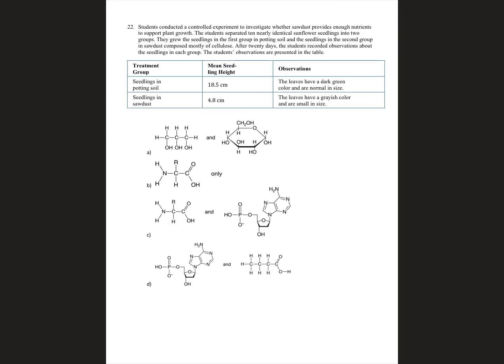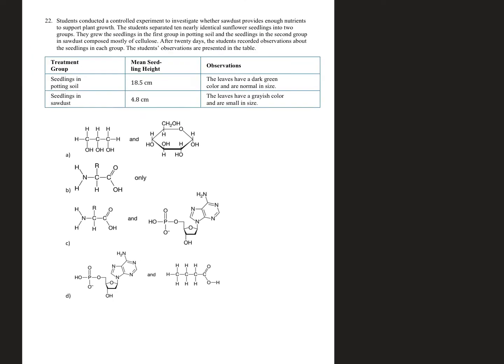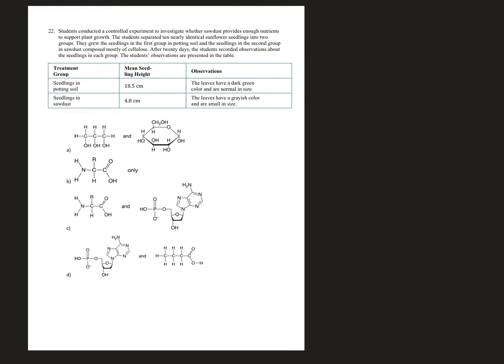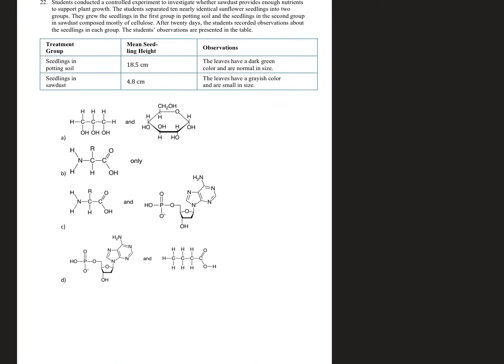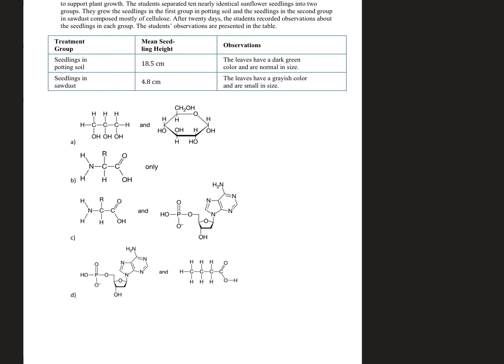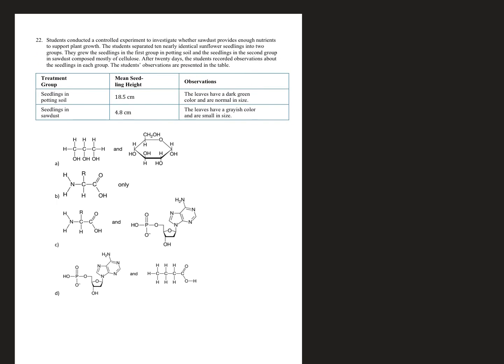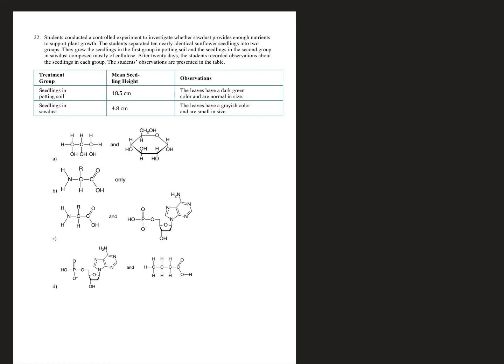Let's move on to the problem, which I think, oh wait, there's one more of these. So here, this one was asking you, there's a whole setup. This again was a combination of chapter 1 and chapter 6. It gives you an experiment: we grew these plants in potting soil and we grew these plants in sawdust. They told you sawdust only has cellulose. Cellulose is a carbohydrate.